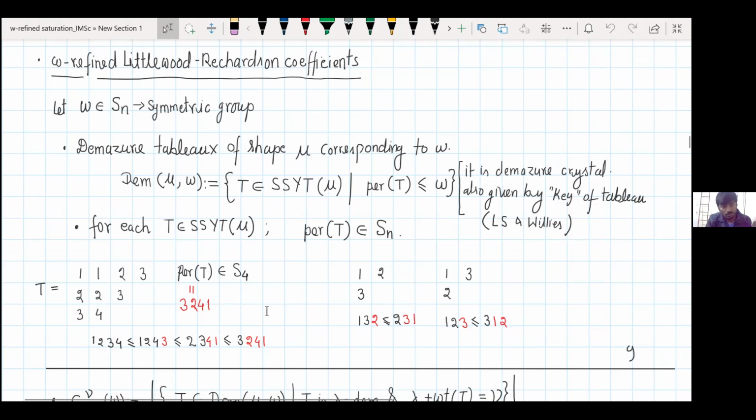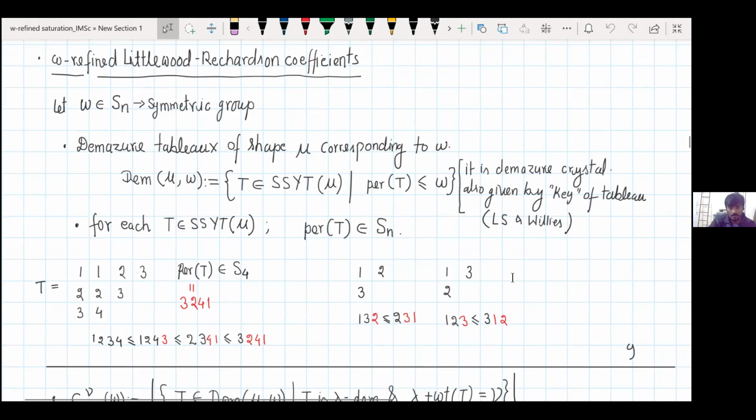It is also equivalent, the same as the key of a tableau. So by the key of a tableau, you can also associate a permutation that is given by Lascoux and Schützenberger. And Willis also gave another method to calculate that, called the scanning method.